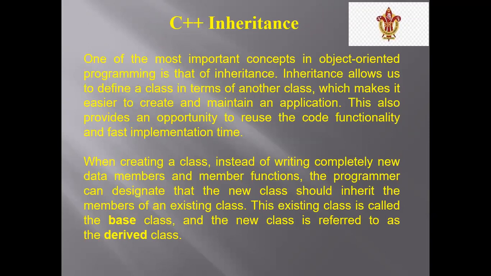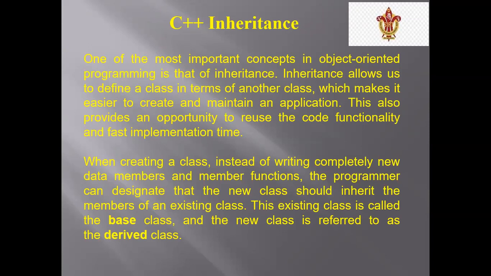So overall, let me introduce what is an inheritance. An inheritance is generally when we are inheriting some of the features from another class, then that class is called the inherited class, and the class from where we are inheriting the property, that class is called the base class. So coming to the next para, when creating a class, instead of writing completely new data members and member functions, the programmer can designate that the new class should inherit the members of an existing class. This existing class is called the base class, and the new class is referred to as the derived class.